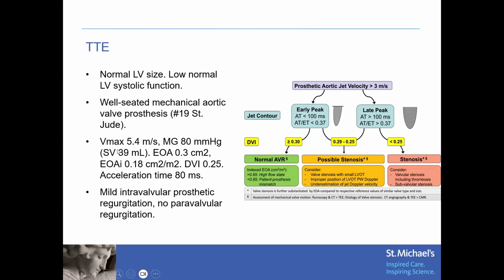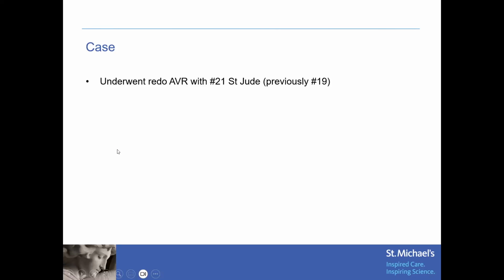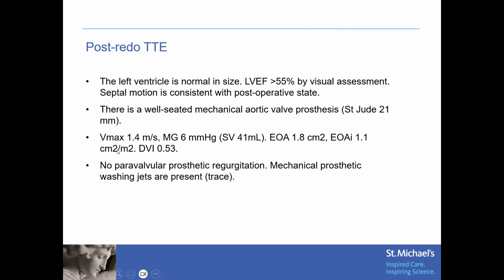So this patient was suspected to just have patient prosthesis mismatch with normal occluder motion and no actual stenosis of the valve. The solution would be to explant the valve and implant a larger size valve, which is exactly what they did. So they underwent a redo AVR. Post-redo AVR, the patient had another echo: normal LV function, well-seated valve, this time a 21 millimeter valve rather than the 19. Vmax has now dropped to 1.4 meters a second. Mean gradient is only 6. Indexed EOA is 1.1, and the DVI is 0.53. And no regurgitation was present.